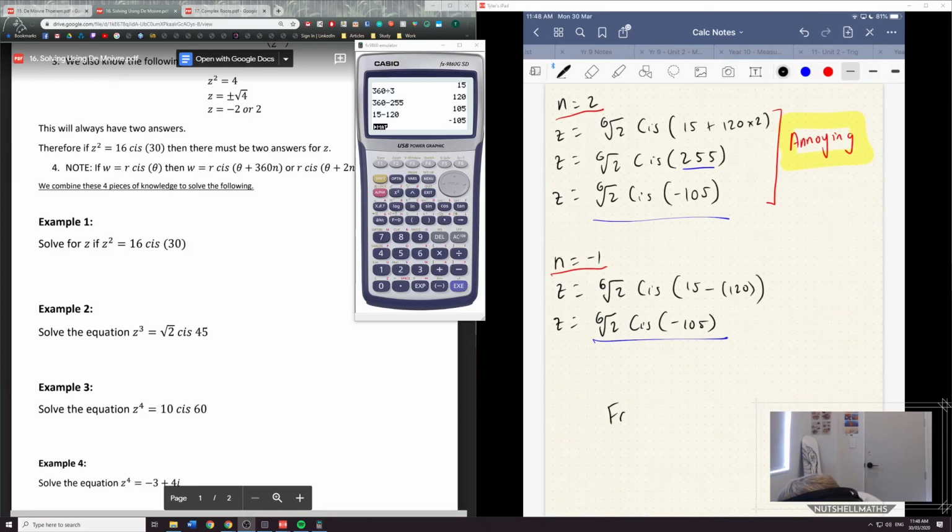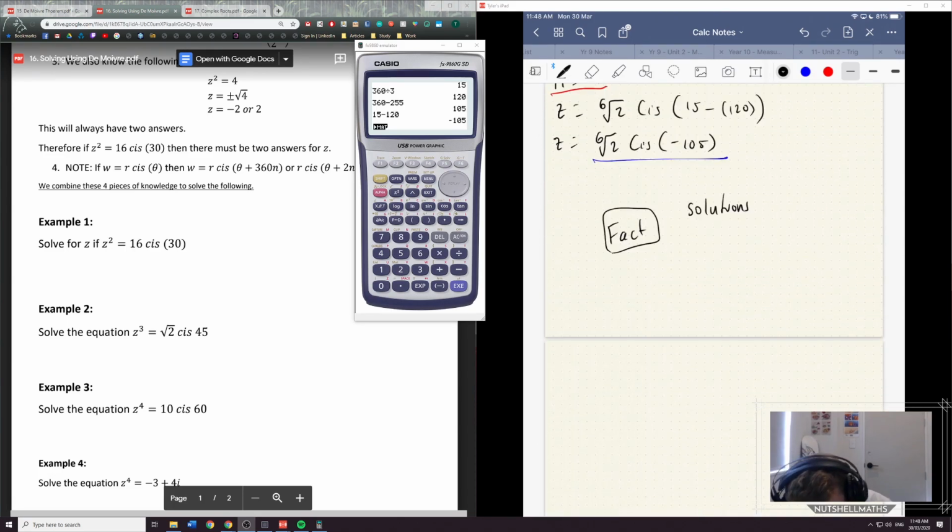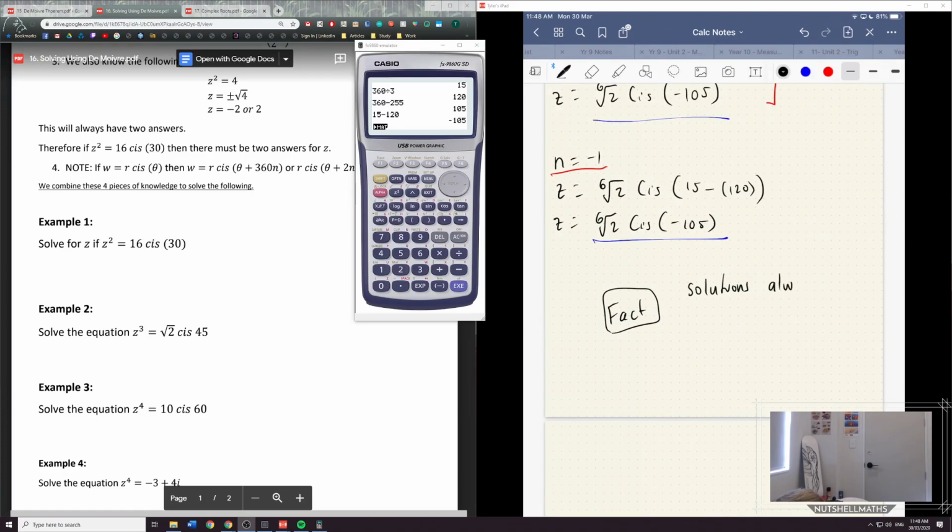Now, here's a fact, and this is always the case. The solutions always pivot around n equals 0. They always pivot around n equals 0, or they reflect at n equals 0.